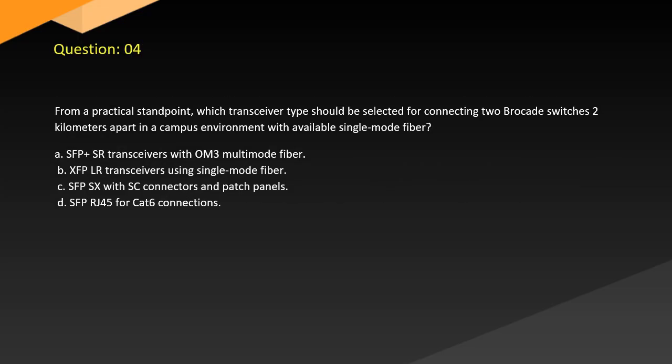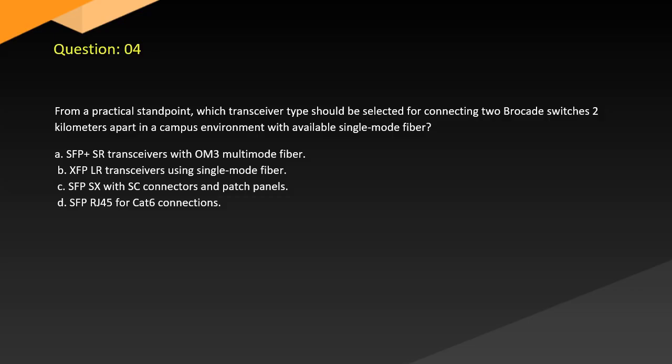Question 4. From a practical standpoint, which transceiver type should be selected for connecting two Brocade switches 2 kilometers apart in a campus environment with available single-mode fiber? A. SFP+ SR transceivers with multimode fiber. C. 10GBASE-LR transceivers using single-mode fiber. D. SFP with SC connectors and patch panels. D. SFP for CAT connections.